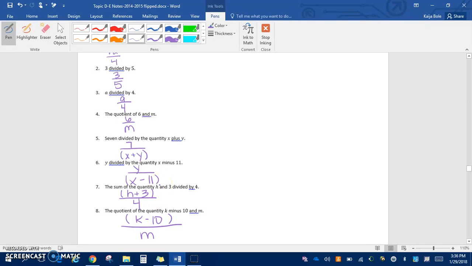Right? So I know these seem a little confusing at first. Just remember to take it one step at a time, and then once you've written it, go back and reread the sentence and see if it makes sense with what you wrote on the paper.